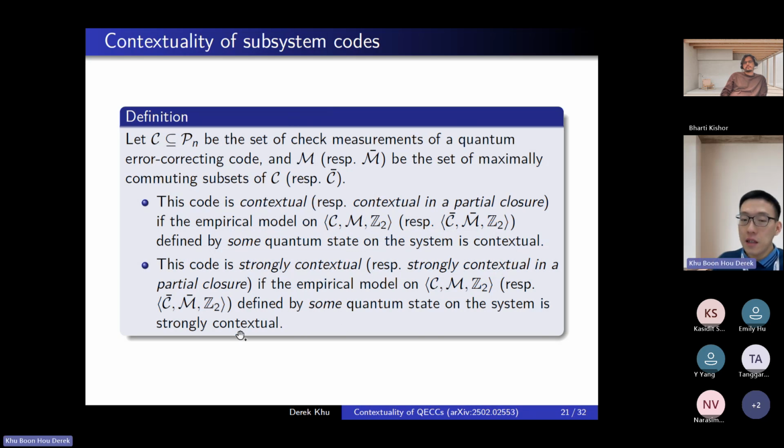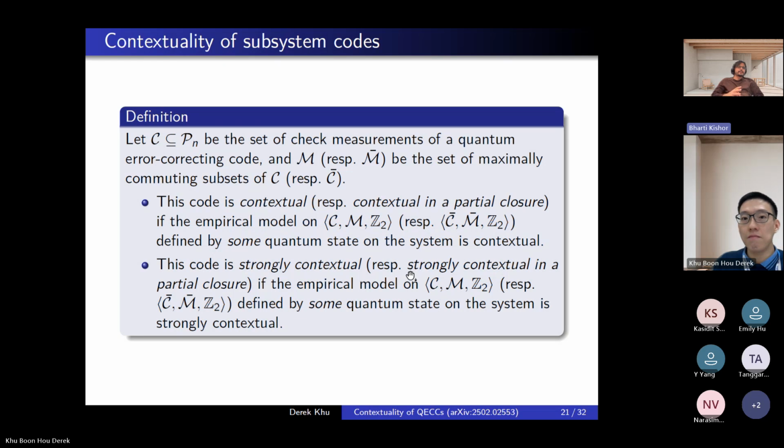And strongly contextual means instead of viewing the things as probabilities, you just view them as possibilities. So as long as on that particular quantum state, you do your measurements from the context, as long as an outcome is deemed possible, you just say that it is one of the possible outcomes. And then you do this for all the possible contexts, and then you see if there's any consistent way to assign possibilities, not probabilities.